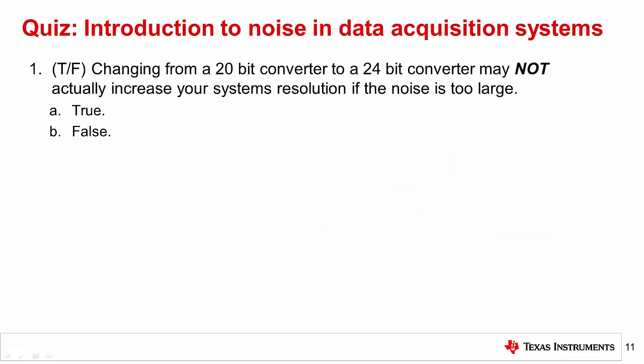Question 1. True/false. Changing from a 20-bit converter to a 24-bit converter may not actually increase your system's resolution if the noise is too large. The correct answer is true. If the system noise is large enough, increasing the ADC resolution will not actually add any noise-free resolution, and the extra bits will be meaningless.